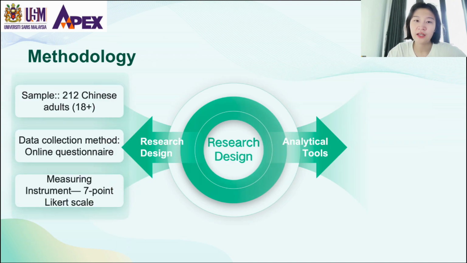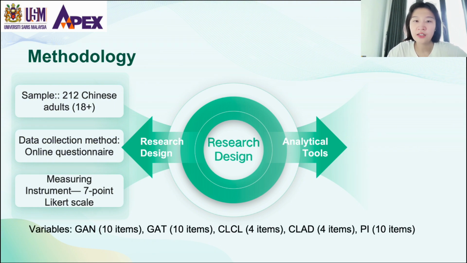Methodologically, I adopted a quantitative design. The sample comprises Chinese adults aged over 18, recruited via an online service, yielding 212 valid responses. I use 7-point Likert scales to measure variables: 10 items for GAN, GAT, and PI, and 4 items for CLCL and CLAD.